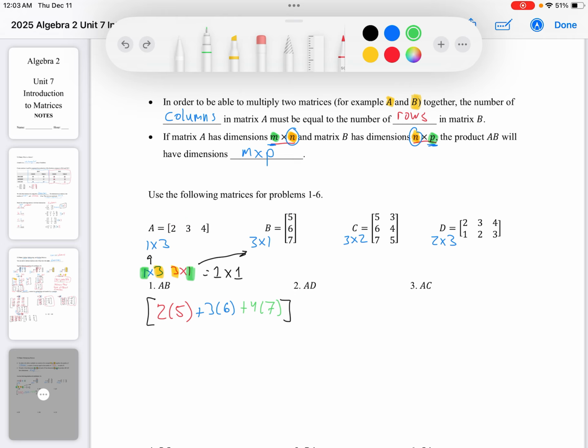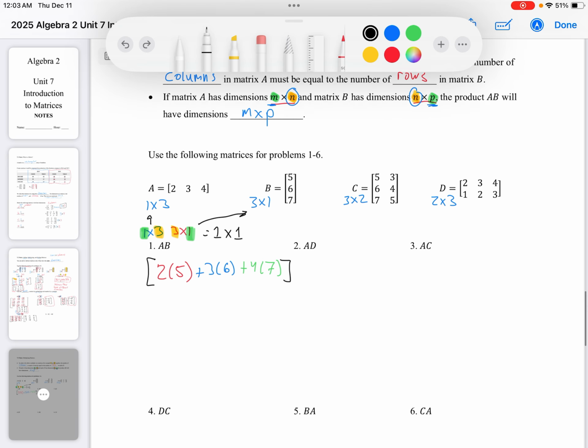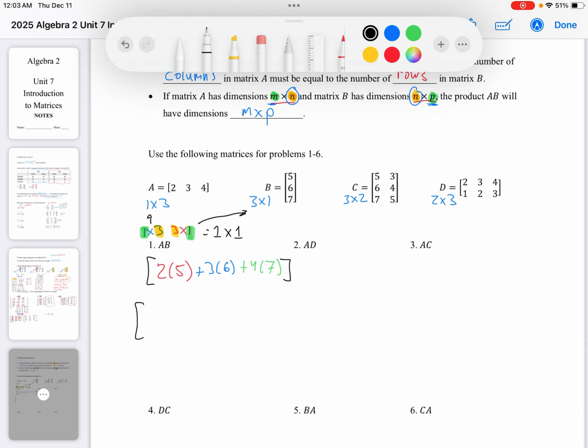So let's see. Here we have 2 times 5, which would be 10. Then I have 3 times 6, which would be 18, so I'll put plus 18. And then finally I have 4 times 7, which would be 28, so that would give me plus 28. And then I can add these three numbers together. 10 plus 18 plus 28 gives me 56. So this is my answer here.